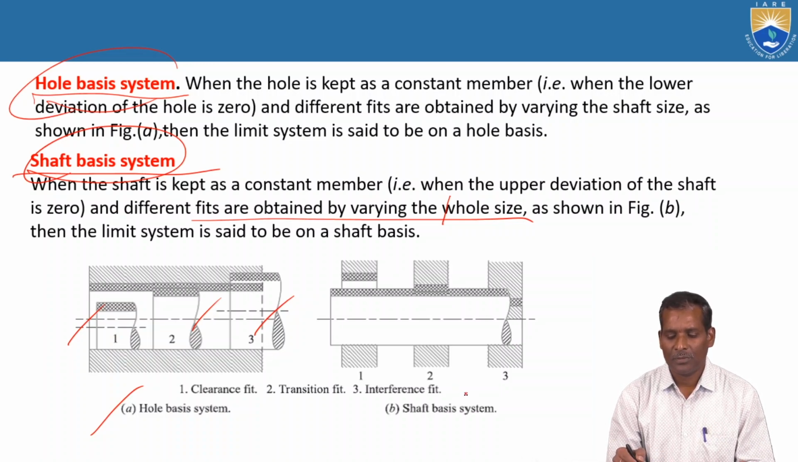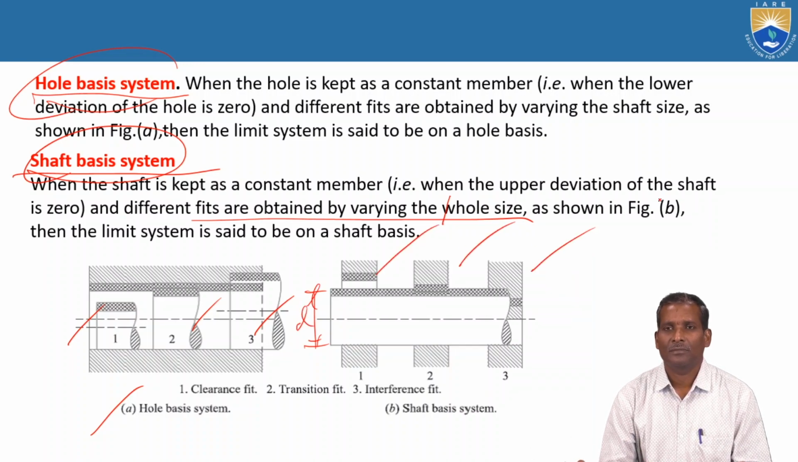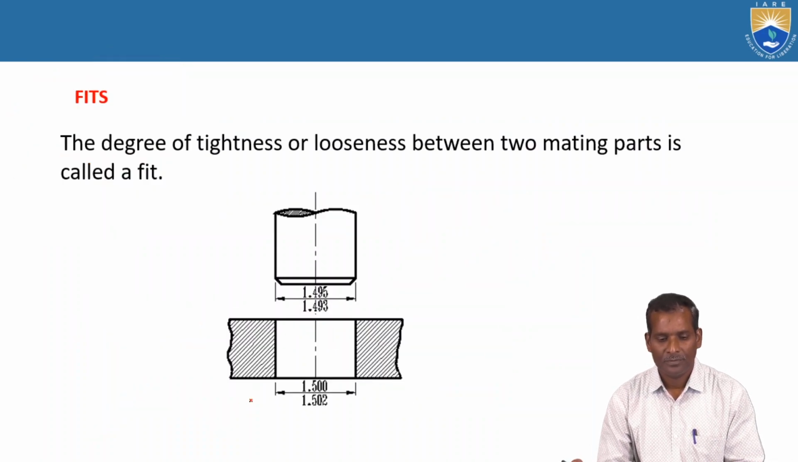So similarly for shaft basis system, the shaft diameter is constant here, and the hole size varies. So this type of system is called shaft based system, and the other is hole based system.